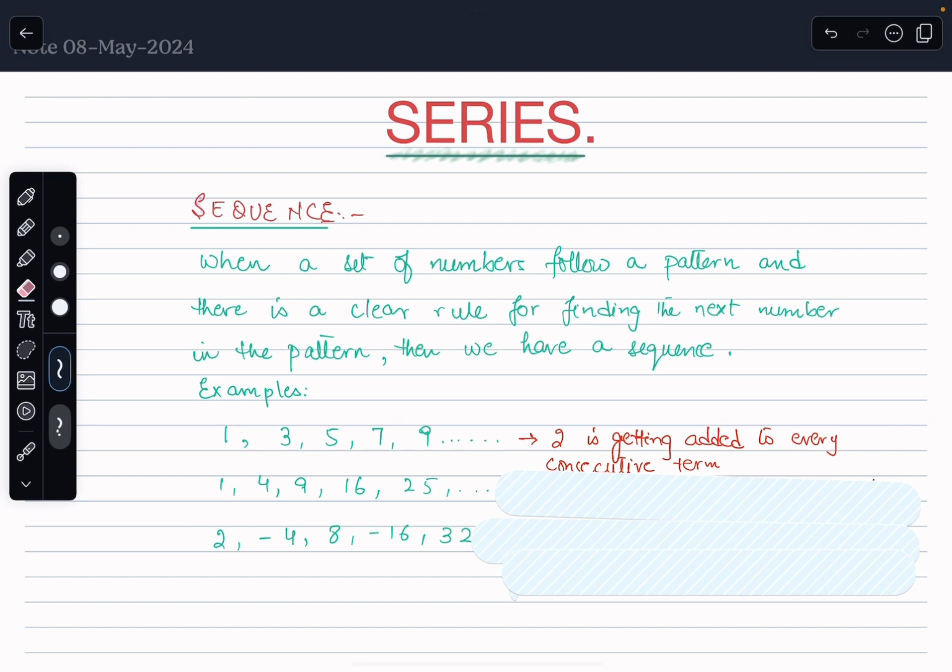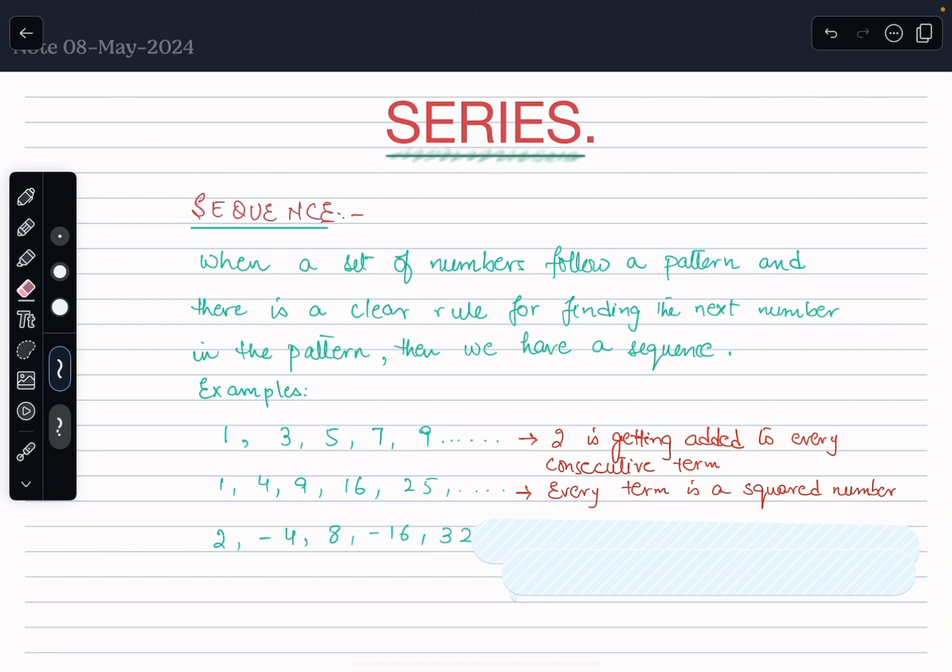The second one is 1, 4, 9, 16, 25. So the rule that we see here is that each and every term is a squared term. So we can see here that every term is a squared number. That is the rule for the second sequence here.